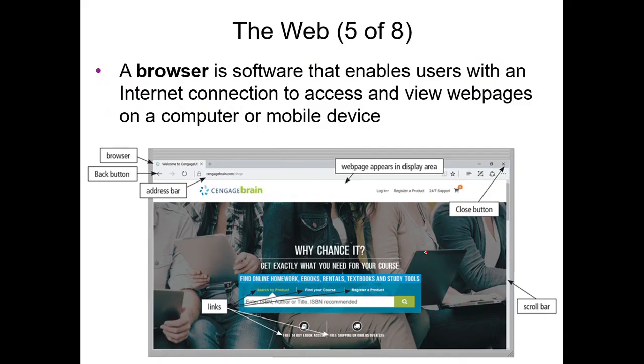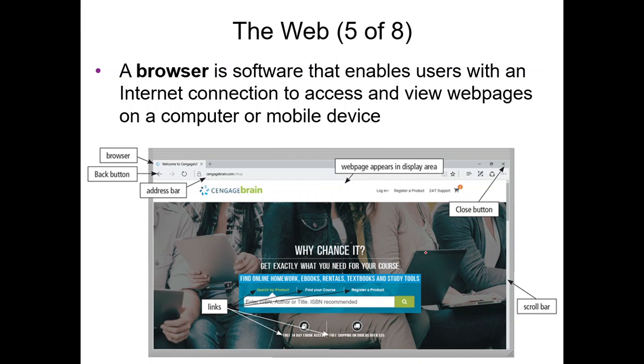So what is the software that you use to browse the internet? Browse means that you search for something, look at it, or wander around and navigate. So a browser is basically a software that enables users with an internet connection to access and view web pages. You have to view and access web pages on your computer or mobile devices, so you use a software called a browser.